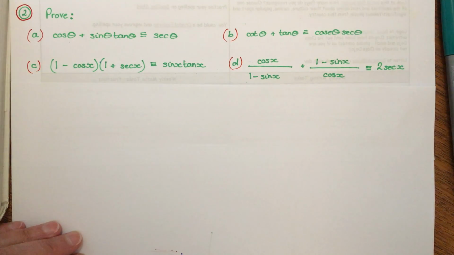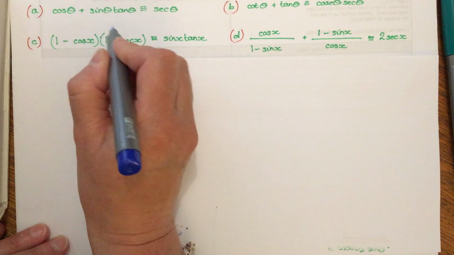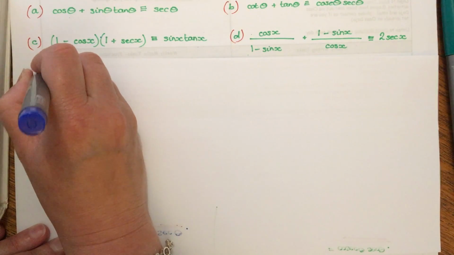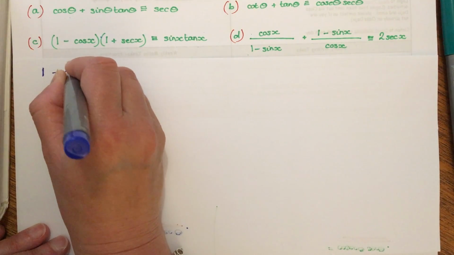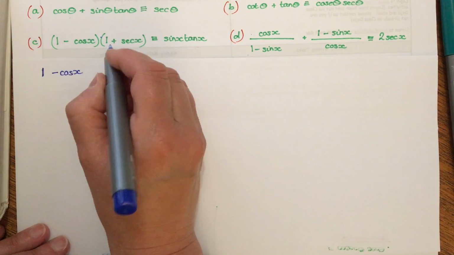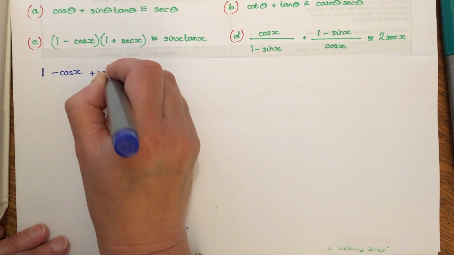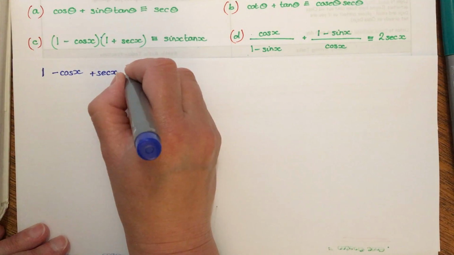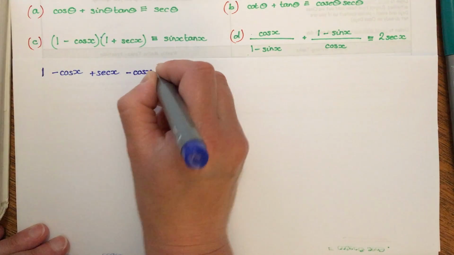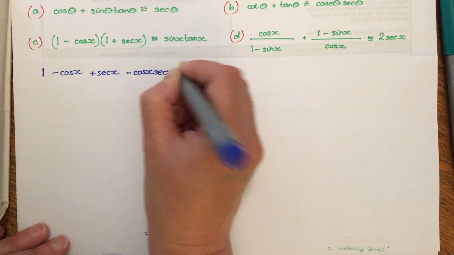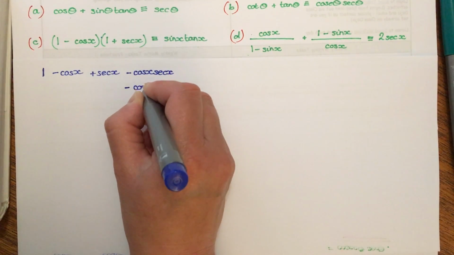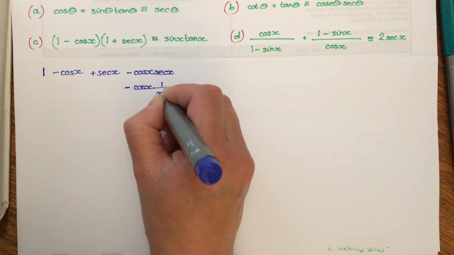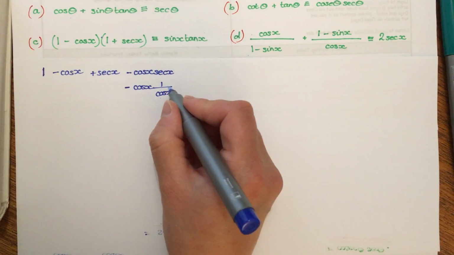And let's try these last two. So if I multiply this out, I'm going to have 1, so 1 minus cos x plus sec x minus cos x sec x. Cos x sec x, I'm just going to look at that bit. Sec is 1 over cos. So you can see that those two are going to cancel out to leave you with 1.